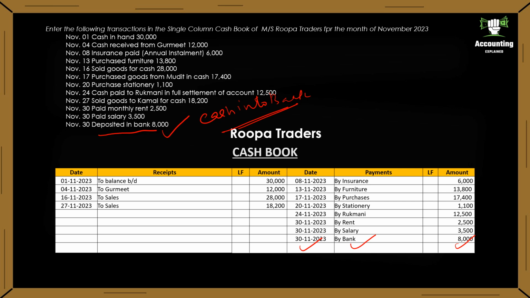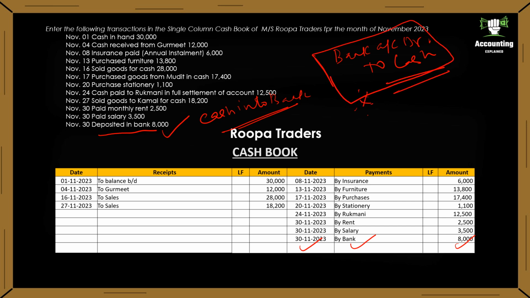Journal entry: you are depositing cash into bank, right? So bank account is going to be increased. Bank is an asset. So that account is going to be increased, meaning bank account debit to cash. Cash is an asset. That balance is going to be decreased, so you are crediting cash. This journal entry is very important because when we do the 3-columnar cash book, this is going to help us. So we should understand the process of this journal entry, how and why we are writing these journal entries for doing the 3-columnar cash book.